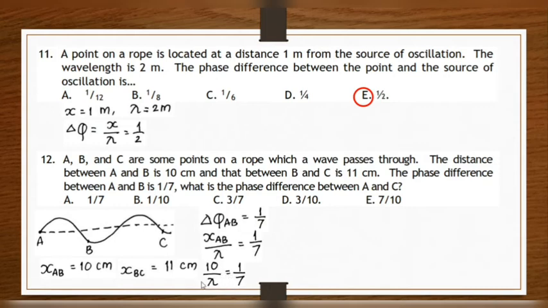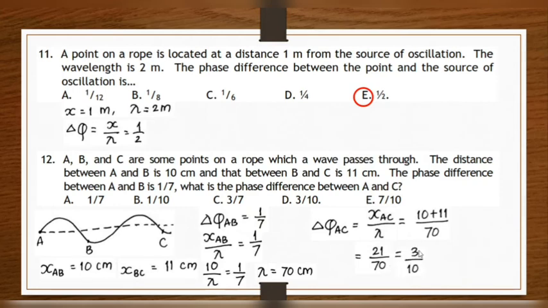So here we can find the lambda, and we can calculate lambda to be 70 centimeters. Now, to find the phase difference between A and C, delta phi A and C is XAC over lambda. XAC is 10 plus 11 divided by the lambda. We have calculated the lambda, so it is equal to 21 over 70. It is equal to 3 over 10. So the answer for this number is D.